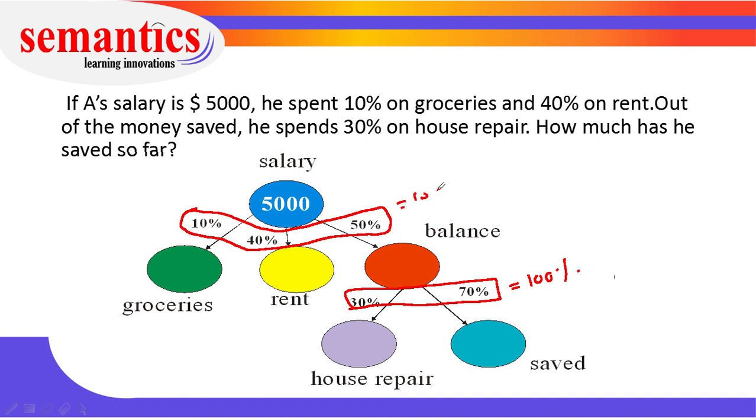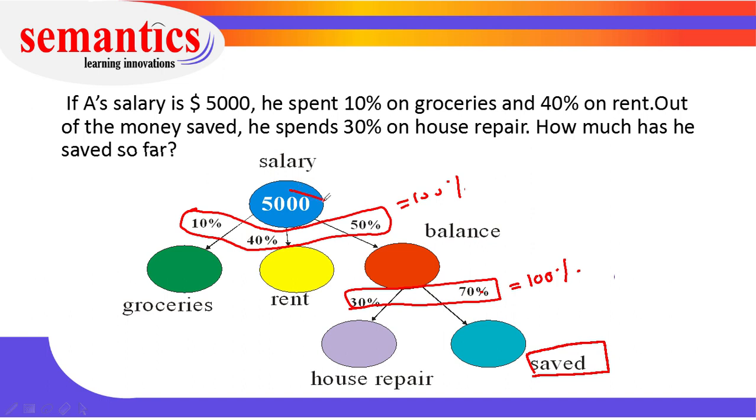This split also adds up to 100%. So 70% of the balance will be the amount saved. This is how I represent this question. Now it's very easy to compute. All I have to do is find how much he has saved so far. So they're asking for this number.